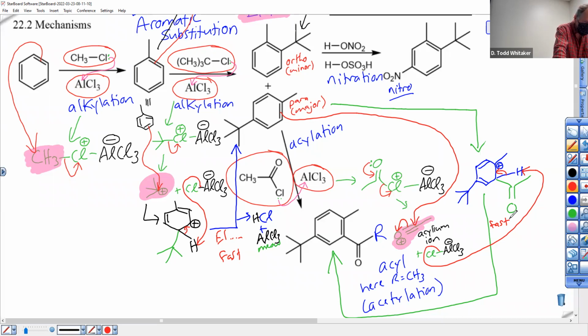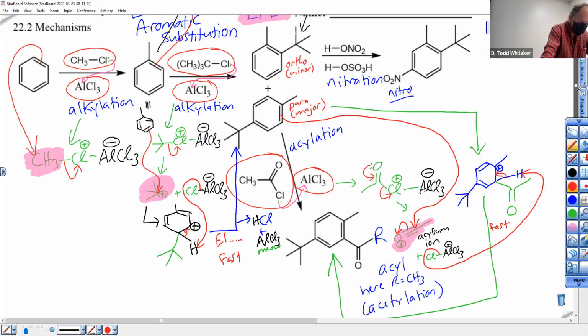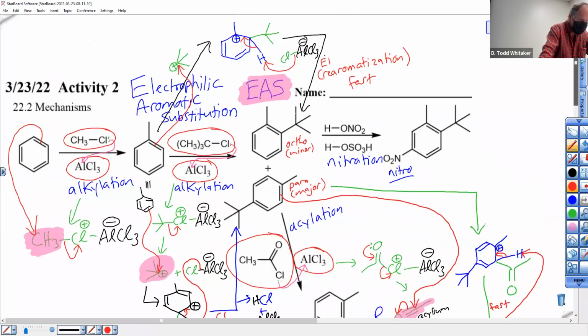We're going to do nitration next. So in nitration, we have to generate a different electrophile, obviously. There's no carbon. It's all about generating an electrophile and attacking it with an aromatic ring. The title kind of implies that. Generate an electrophile, attack it with an aromatic ring.